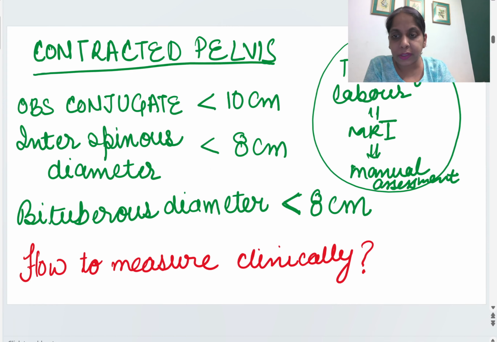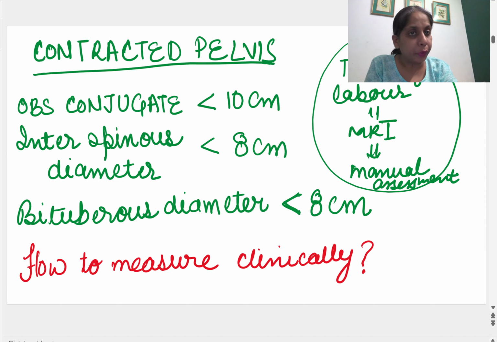Now let us see what is a contracted pelvis. So all those important diameters which we have studied. Now if the obstetric conjugate is less than 10 centimeters, then it is a contracted pelvis. If the interspinous diameter is less than 8 centimeters instead of 10 centimeters, it is a contracted pelvis. And if the bituberous diameter is less than 8 centimeters, it is a contracted pelvis.